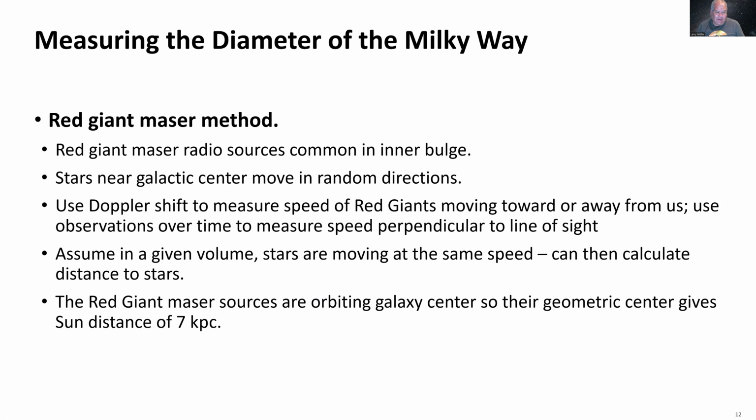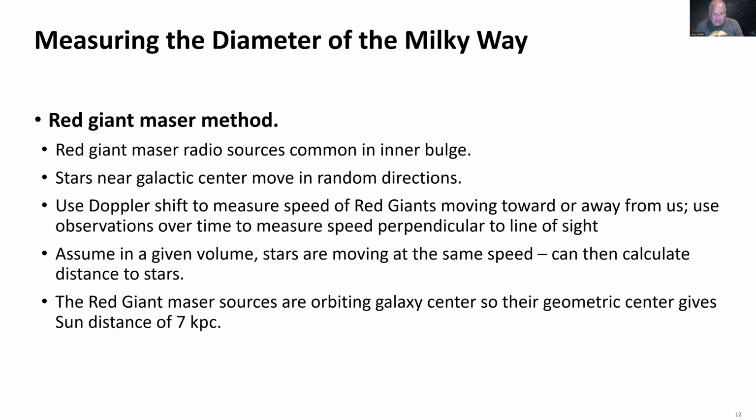And what we can then do is assume in a given volume the stars are all moving at the same speed. And if we've measured an apparent speed, and we think they're all moving at the same speed, we can calculate the distance to these stars, and we can calculate the geometric center of these stars. So this one's moving over here, this one's moving over here. Basically find the average because we think they're all orbiting the center of the galaxy.